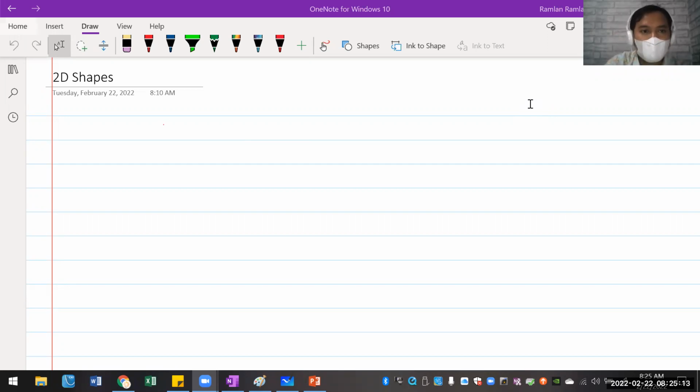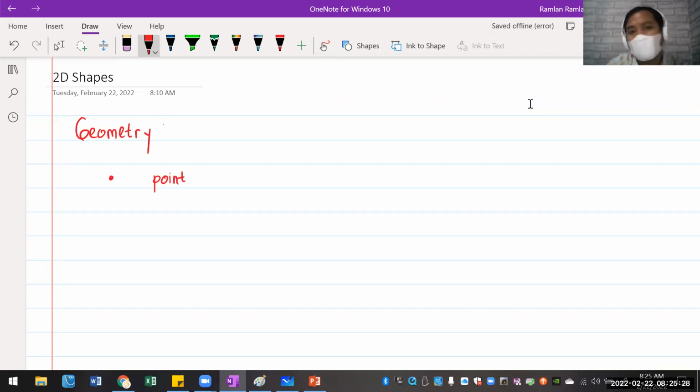When we're talking about geometry, the first thing that we talk about is this. This is what we call a point. This is a zero-dimensional shape, because it doesn't go anywhere. When you have a point, you just stay there. You can't go to the right or to the left.